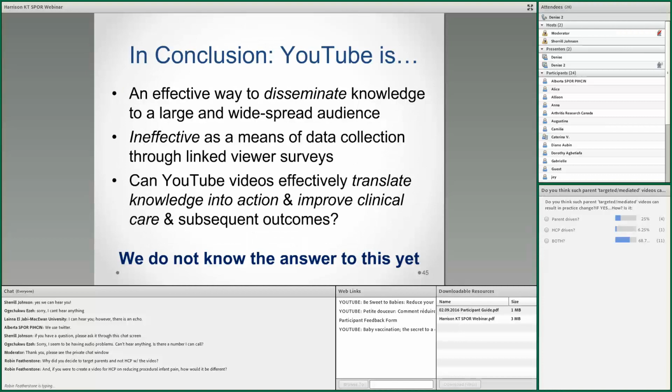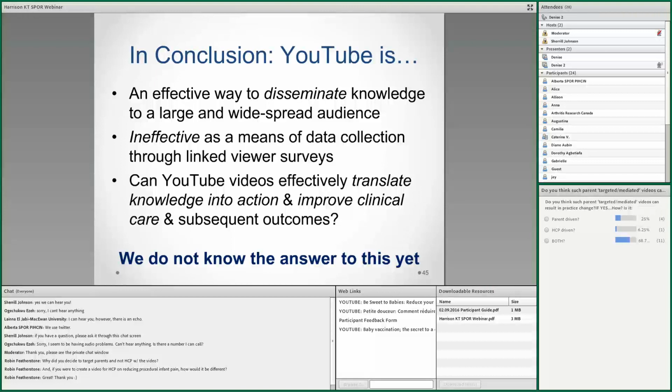So I think in conclusion, YouTube is an effective way to disseminate knowledge to a large and widespread audience, but yet ineffective as a means of data collection through link viewer surveys. So I'm not the only one that's looking at this. My colleagues over in IWK, over in Halifax, are also looking at the use of YouTube to impact on pain management practice in babies and children. And they're having the same very low response rate, although when I talk to them I feel as though I still hold the record. But they're coming close, so we're really realising that this is not a way to go to actually collect data.